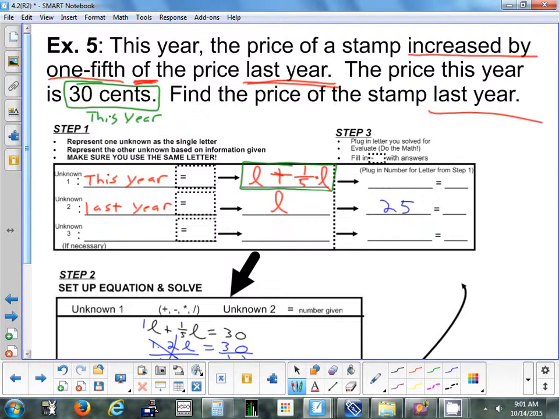Is there any arithmetic I need to do here? No. And they already told me this year's price. How much was it? 30 cents. And that's not what they were really asking anyway. They were only asking for one thing in this problem. Last year's price. Okay? Don't worry about this year's price. They already gave it to you. You don't need to find it if they give it to you.